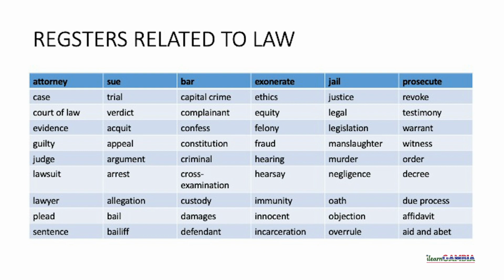Argument, arrest, allegation, bail. You have bar, capital crime. You have complainant, confess. If you confess to a crime, it means you actually admit that you are the person who did what you are being accused of. Constitution, you have criminal, cross-examination, custody, damages.